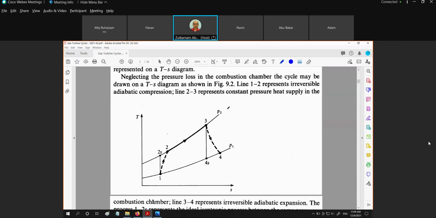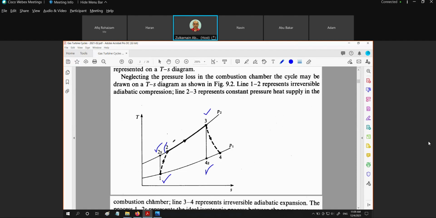As far as the TS diagram is concerned, 1 to 2S is the isentropic compression, and 1 to 2 is the actual compression, taking care of the isentropic efficiency. Then 3 to 4S is the isentropic expansion, and 3 to 4 is the actual expansion, based on the isentropic efficiency. Yesterday, we looked at how we solve for T2, T1, T3, and T4S.